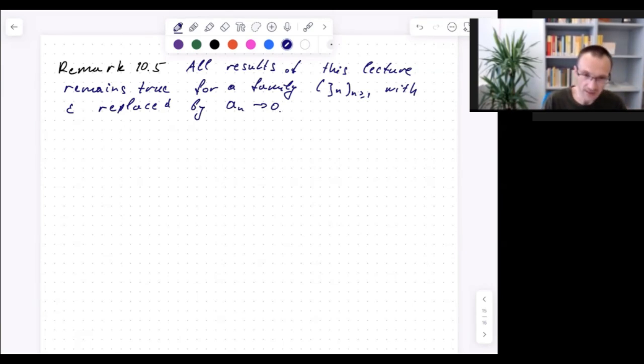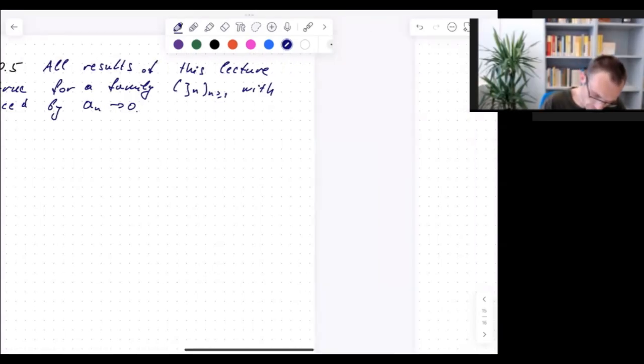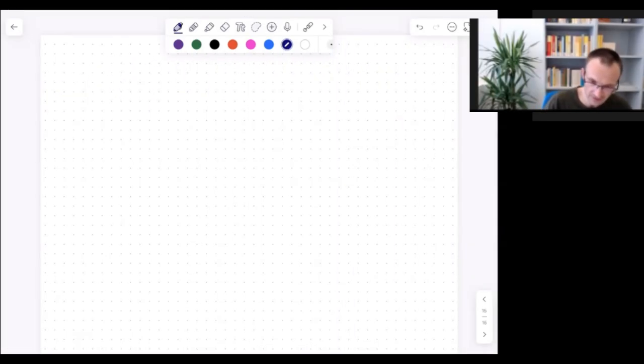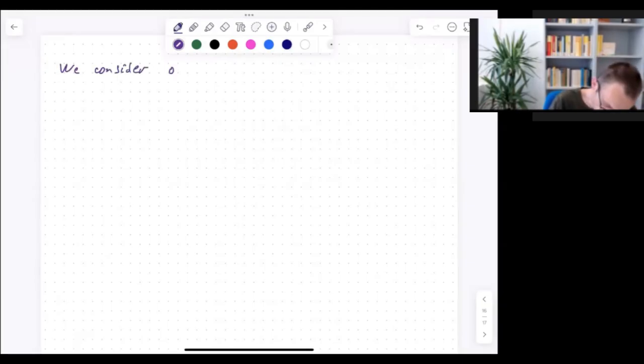Let me formulate this. First of all, let's make some preparation. Let's say what the change of density is, and then we will formulate the proposition and prove it. We will consider a family psi n. Here we want to work with a sequence, n larger or equal than, say, 1.